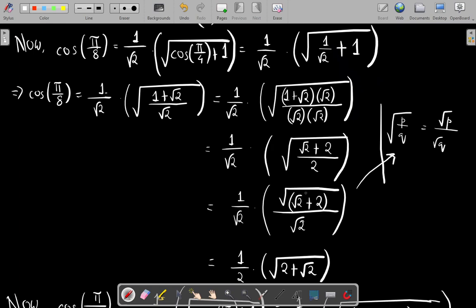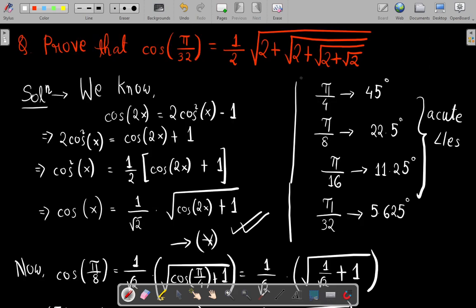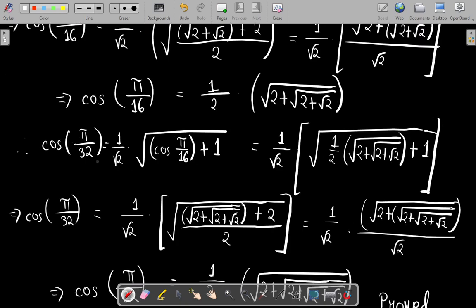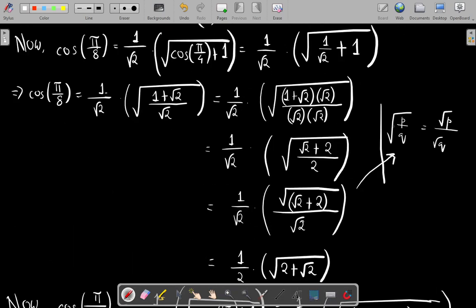It is basically repetitive, we have repeatedly used this equation, and I have used the values I have found. First I used the value of pi by 4 to compute cos pi by 8. Then I used the value of cos pi by 8 to compute the value of cos pi by 16. Then finally for cos pi by 32, I used the value of cos pi by 16 and we have shown it. The other thing that I have used is I separated the numerator and denominator inside the radical, inside the square root.